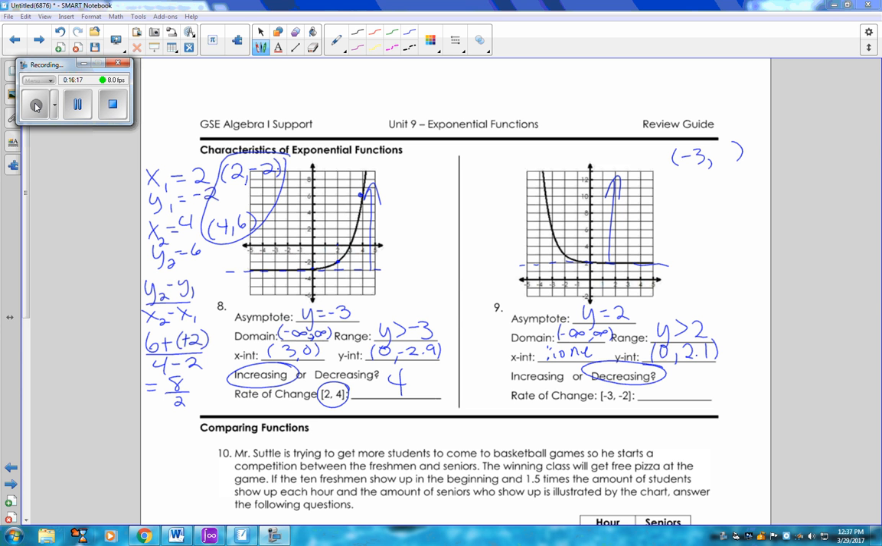Now for your ordered pairs. Negative 3 is your x-coordinate, negative 2 is the other. Negative 3 is at 6. Negative 2 is at 3. So y sub 2 minus y sub 1 over x sub 2 minus x sub 1. So that's negative 3 over, that's plus a positive, which gives you 1. Negative 3 over 1 is negative 3.